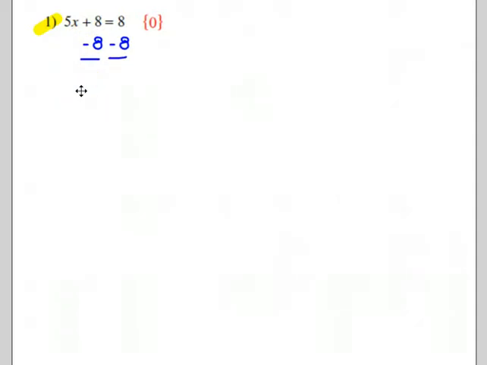Now I'm going to have on the left just 5x, and on the right I'm going to have 0. Now I get rid of the 5, which is being multiplied, by dividing it. I divide both sides by 5. I'm going to end up with x equals 0 over 5, which, after all, is the answer that I gave you, 0.